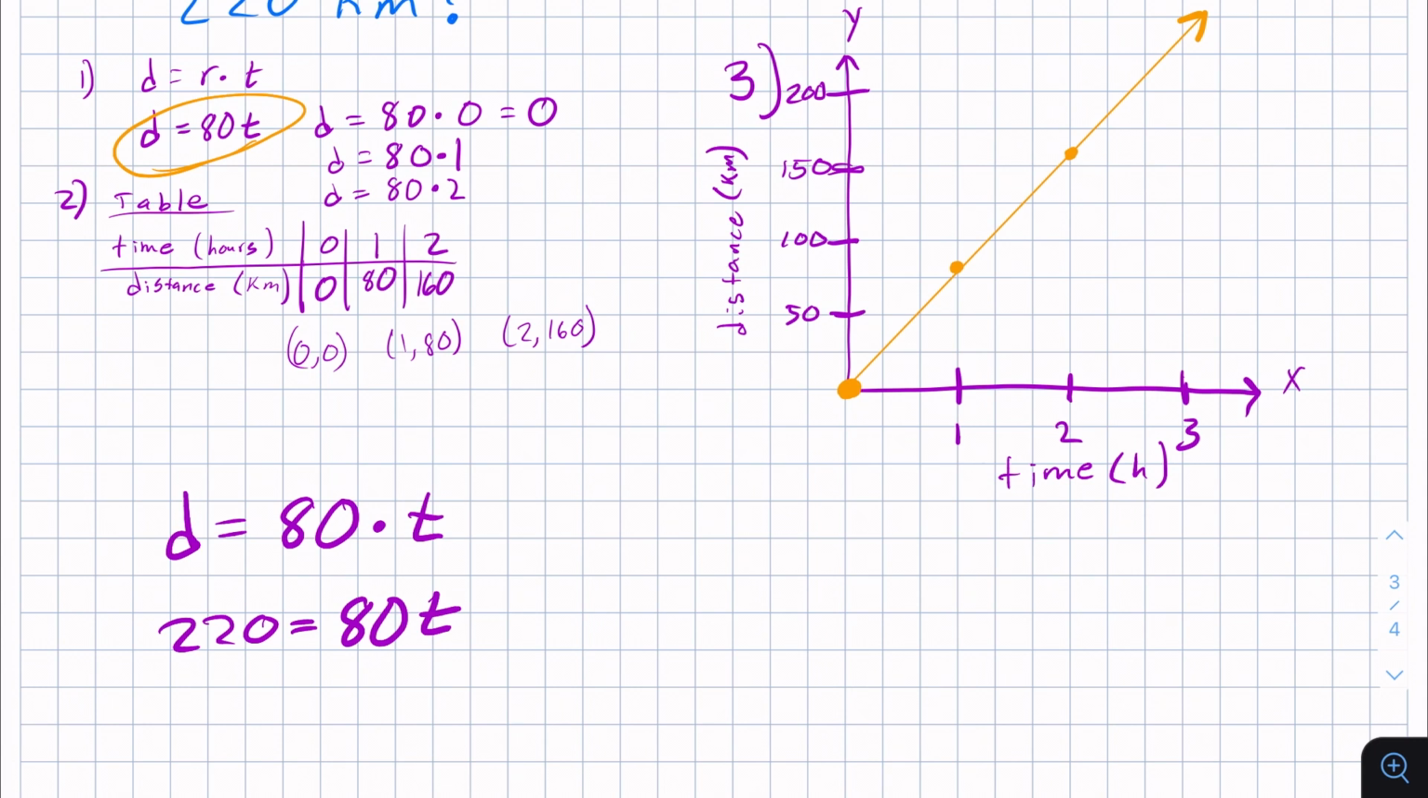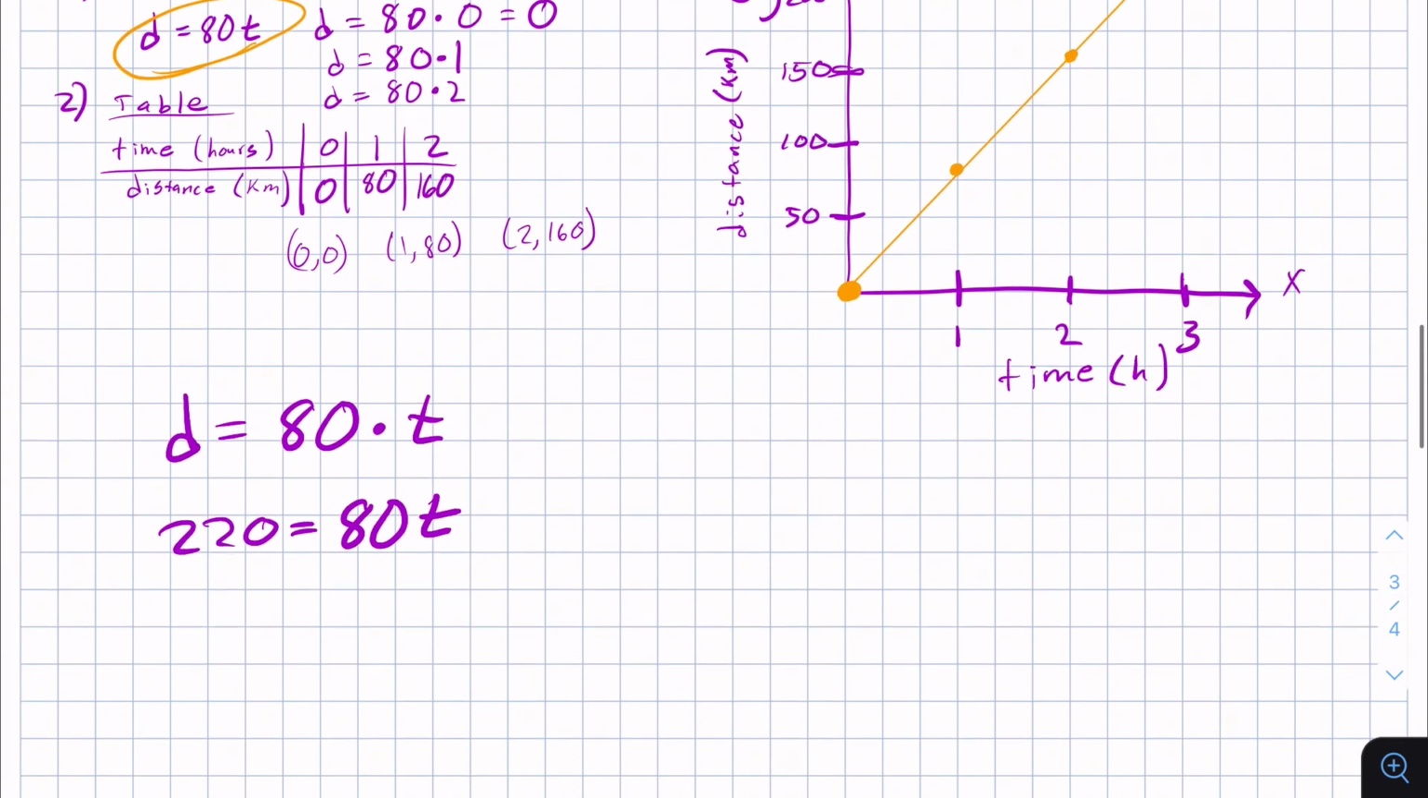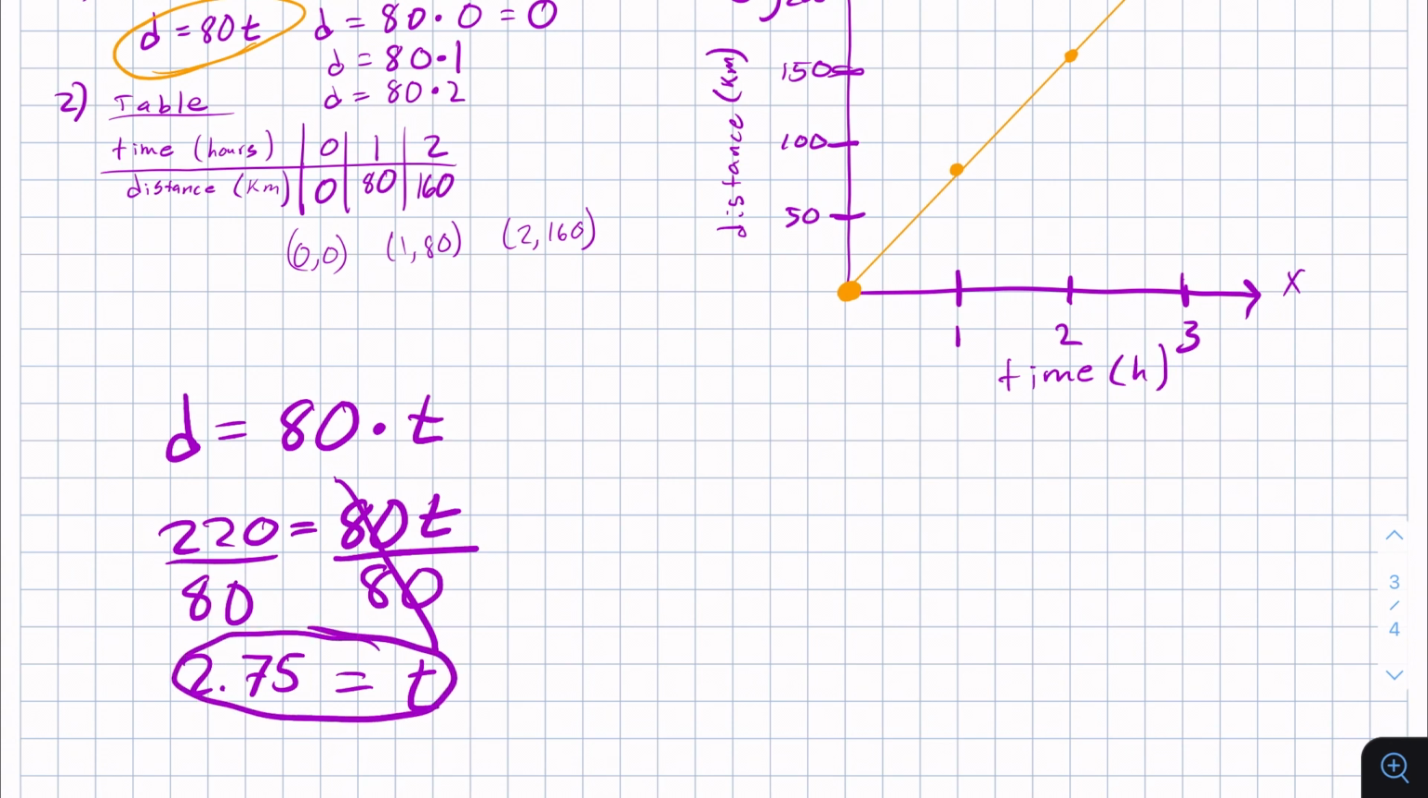Okay, well now I just have a simple one variable equation to solve, right? So I have 80 times t equals 220. So if I just use my inverse operations and I divide by 80 on both sides, the 80s go away there and I have t equals 220 divided by 80, which turns out to be 2.75. So I found out that after I divided that the time is 2.75 hours.